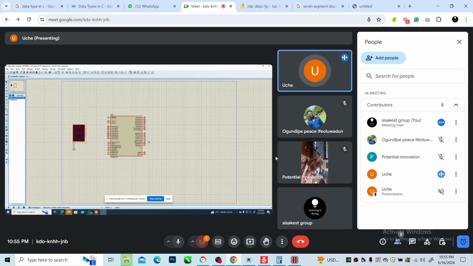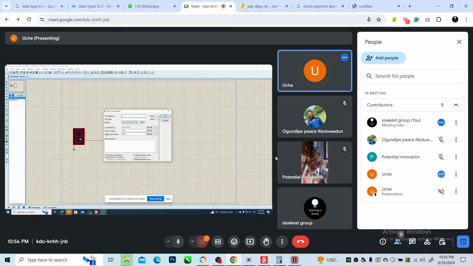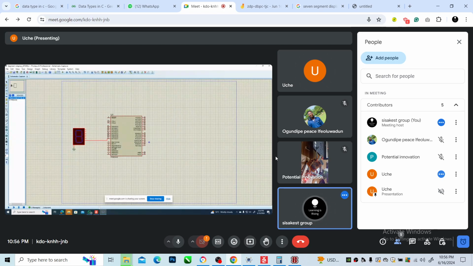So I connected this. I used pins from here to 15. Good, that's sharp enough. Okay, it's good now.